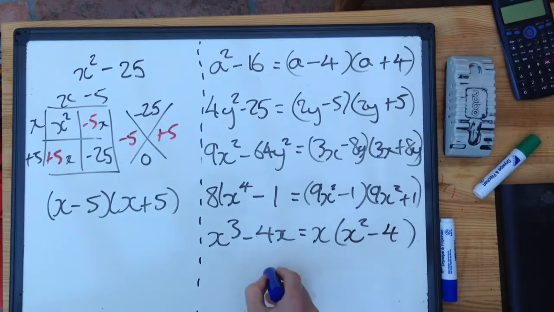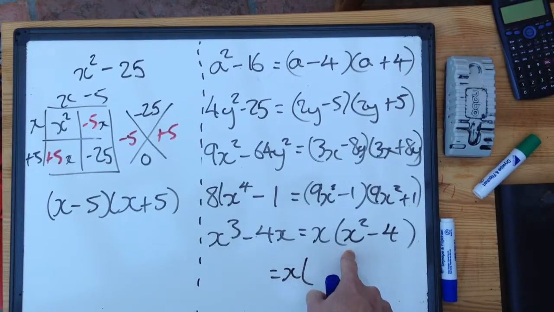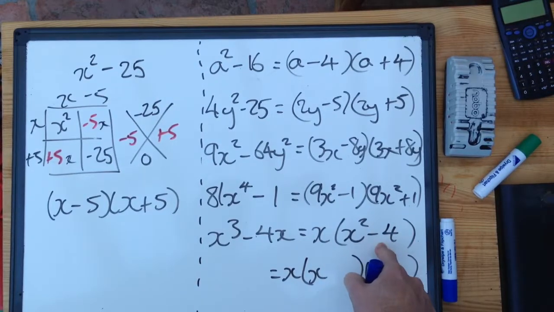Now this can be factorised by a difference of two squares. So we have x at the front of the brackets, the minus 4, well, the 4 square rooted is 2, so minus 2 plus 2, and there's our complete factorisation.